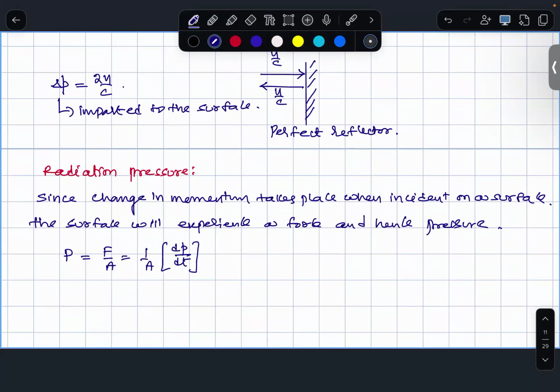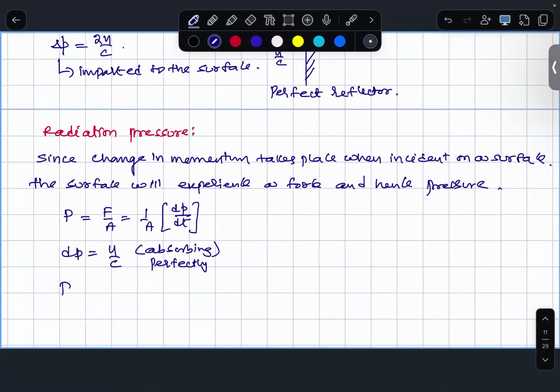But you already know delta P is U by C in case of perfect absorbing surface. Therefore, pressure. Remember, this is not momentum. Pressure is 1 by A times U by C per dt.